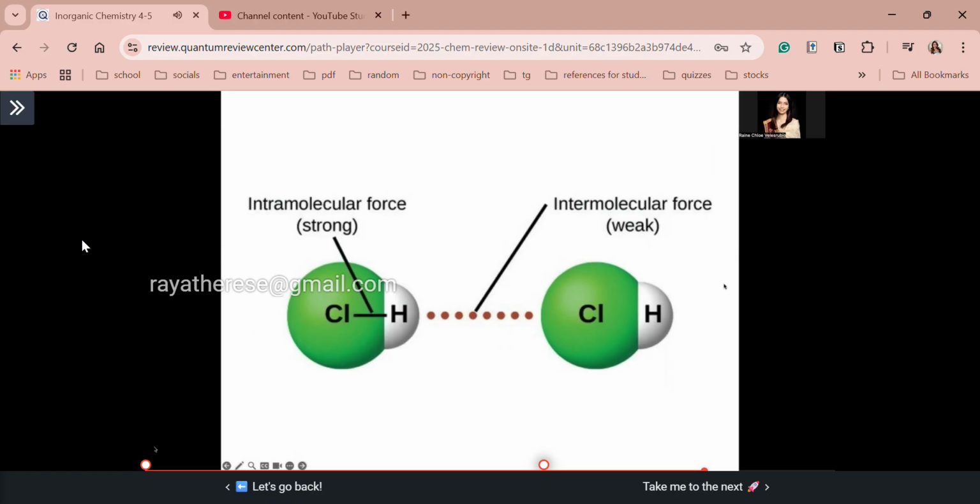So, guys, take note of this. IMFAs, or intermolecular forces of attraction, are weaker than intramolecular forces. Okay? So, intramolecular forces natin are the ionic, covalent, and metallic bonds. Intramolecular forces are stronger forces that hold atoms together in a single molecule or ionic unit. Again, mas weak si inter kaysa kay intra.